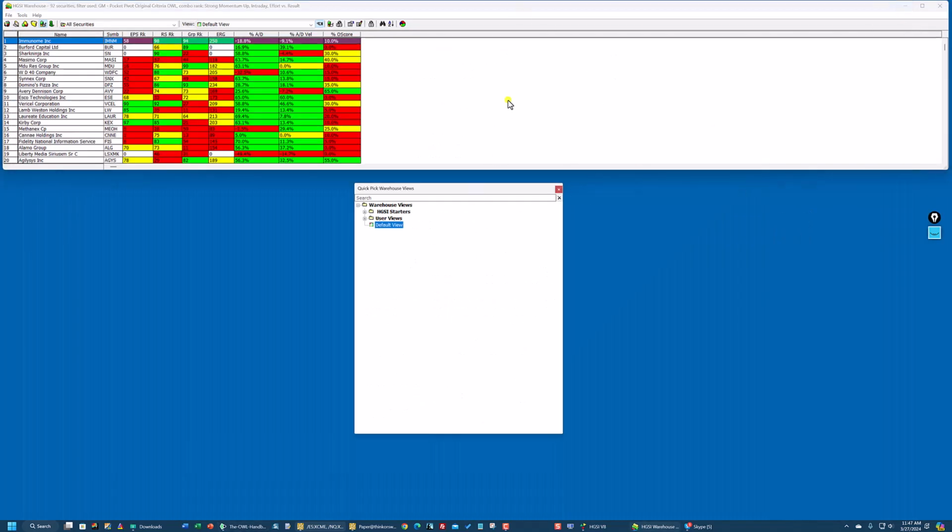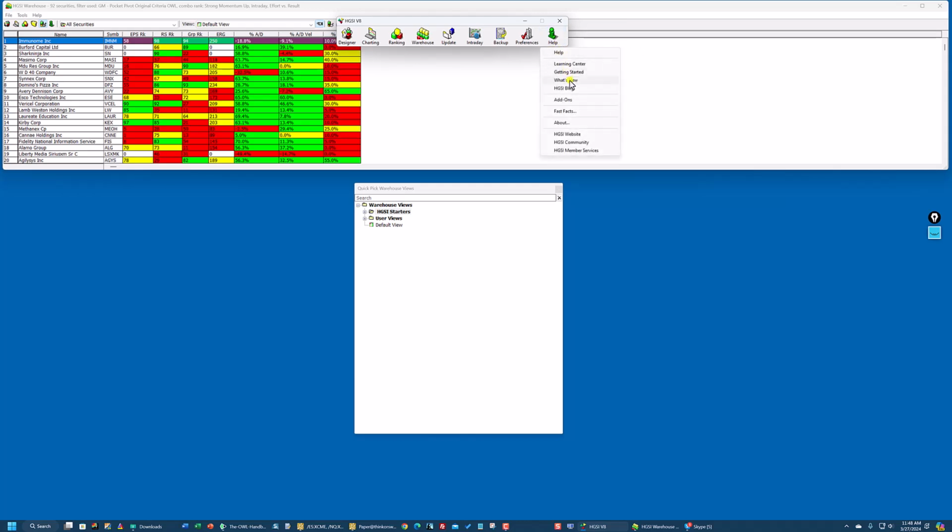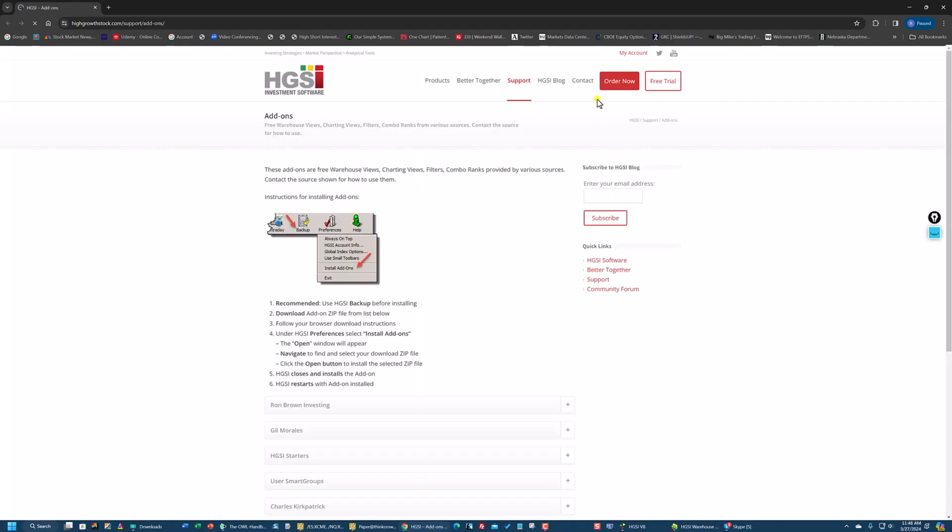Now, I'm in HGS Investor, and you can see that I have just a base version of it here with the HGSI starters, and that's it. I have deleted everything else because I want to show you what a clean install will look like. So what I'm going to do is go to the menu, and you have to have the software installed, and then once you do, go to the help file and move on down here to add-ons, and that will open up an HTML page on the HGSI server, and these are the add-ons.